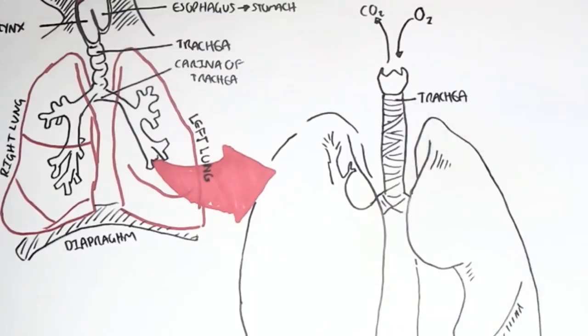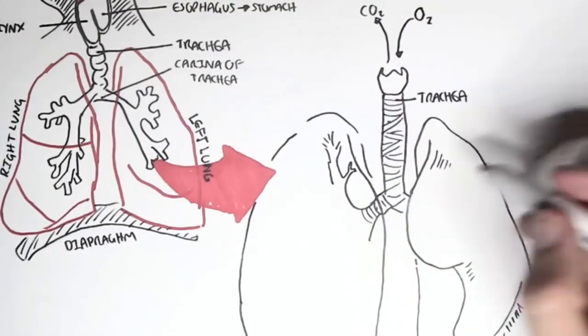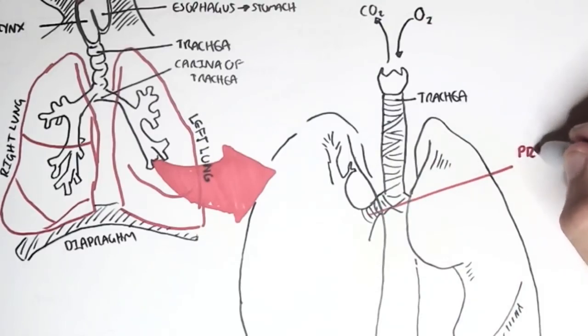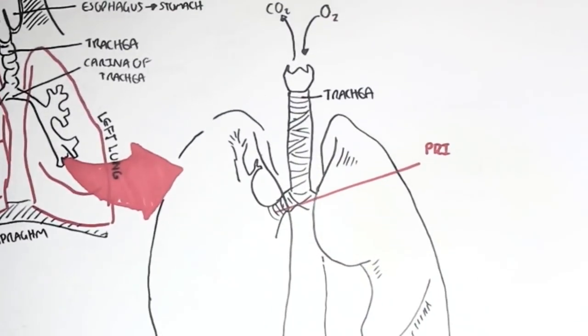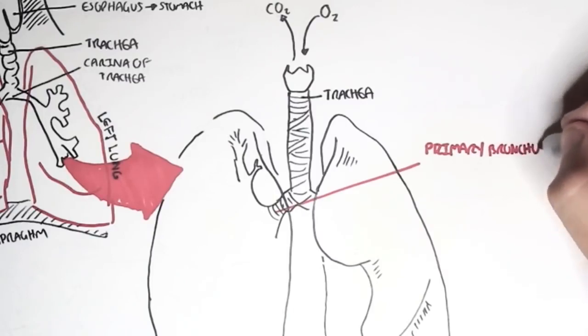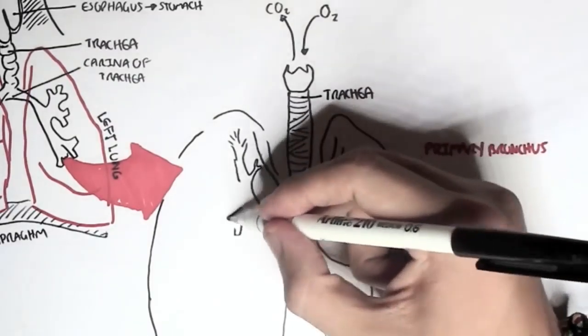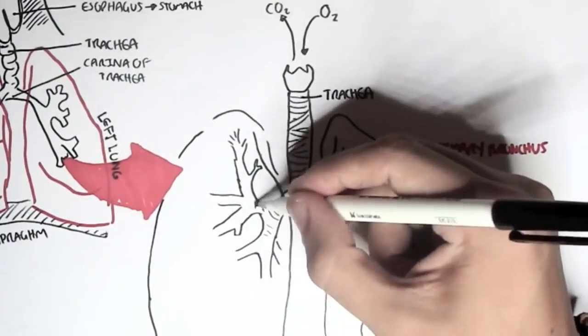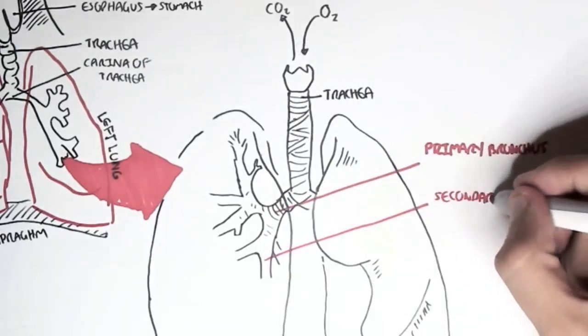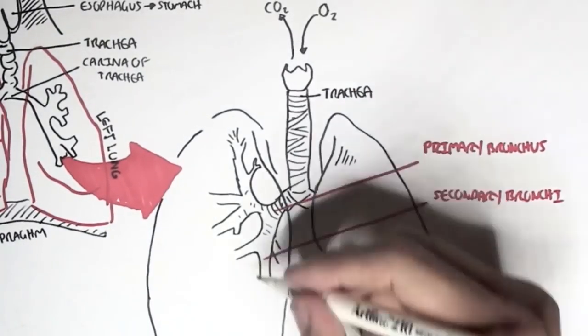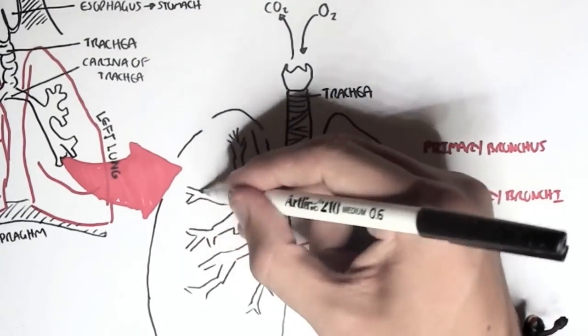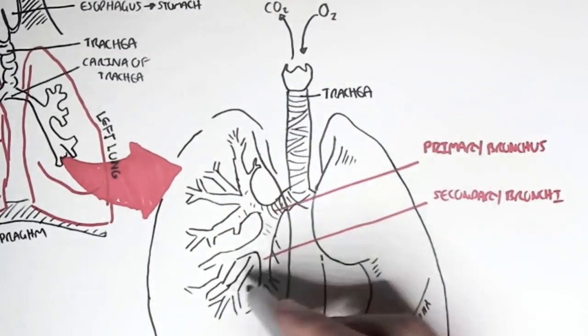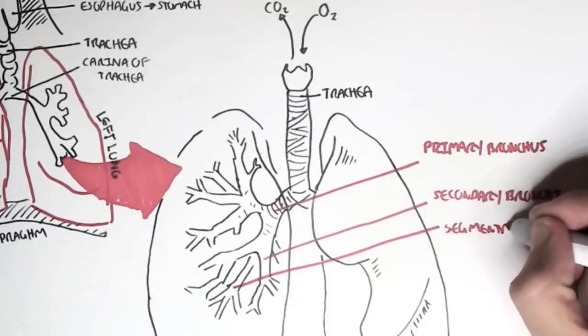So here we have the trachea, the cartilage area full of cartilage rings. Now the trachea will divide into what's called the primary bronchuses. There's two. And then the primary bronchus will then further divide into the secondary bronchi. There are many of them. And then the secondary bronchi will then divide further into the segmental bronchi. And it still keeps dividing, smaller and smaller.